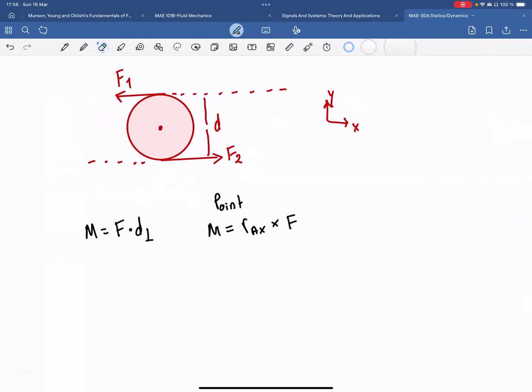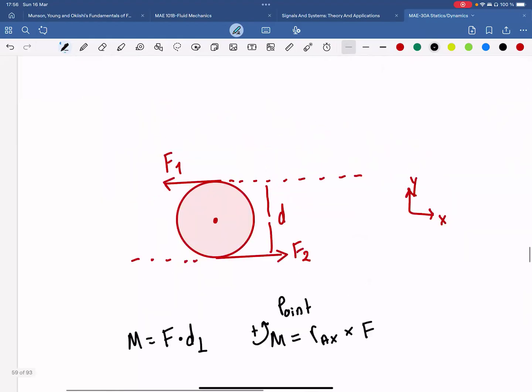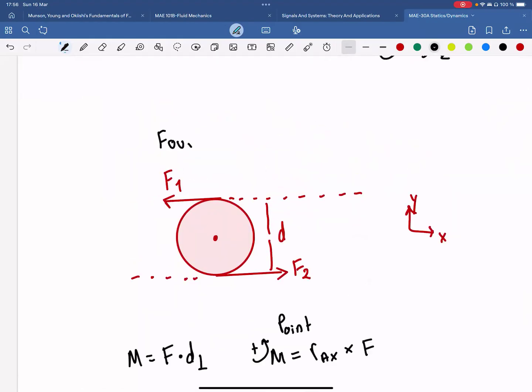Also, in most of the problems in the homework and in lecture, we define a positive moment to be in the counterclockwise direction. That's to note. Regarding force couple systems, a force couple is composed of two different names, right? So a force is one and a couple. A couple is what I just drew.